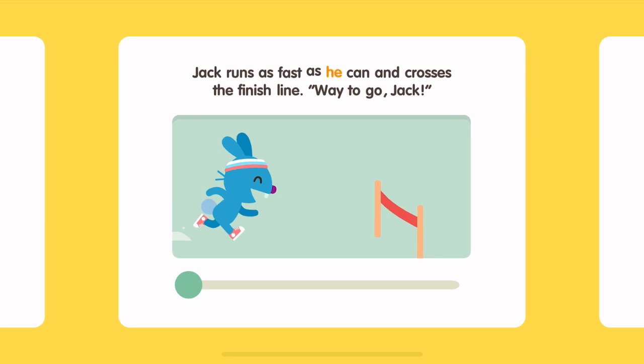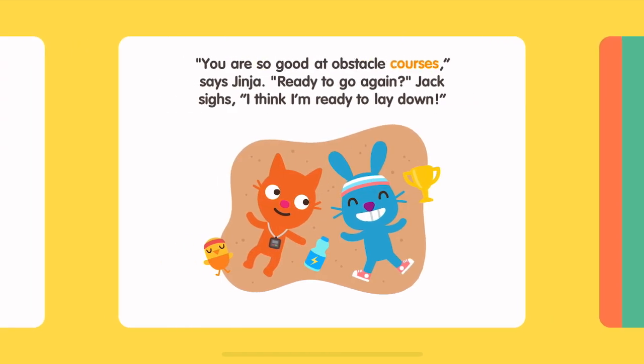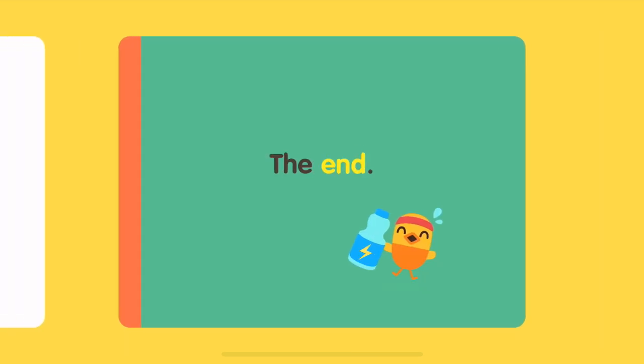Jack runs as fast as he can and crosses the finish line. Way to go, Jack! "You are so good at obstacle courses," says Ginger. "Ready to go again?" Jack sighs. "I think I'm ready to lay down." The end.